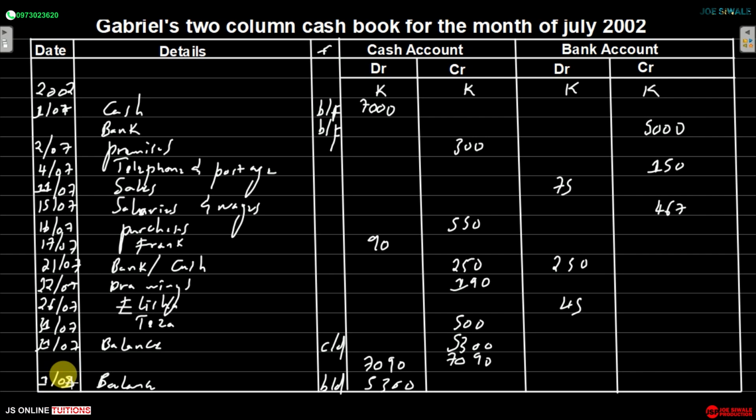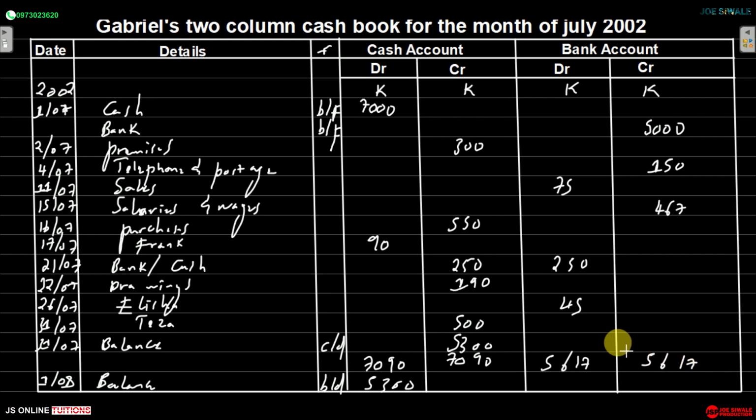To the bank account, we're going to add 75 plus 250 plus 45. So the answer there is 370. Then on the credit side, I have 5000 plus 150 plus 467. So the answer there that I'm getting is 5617. So we can see that 5617 is larger than 370. So we're going to record our 5617 as our total. So say 5617 on the debit side and 5617 on the credit side.